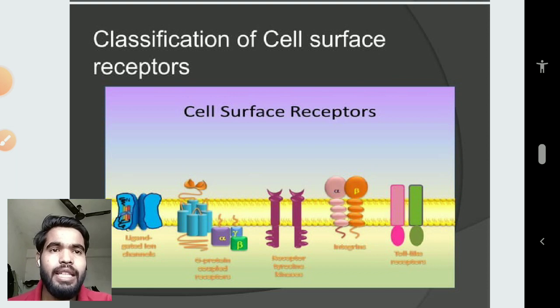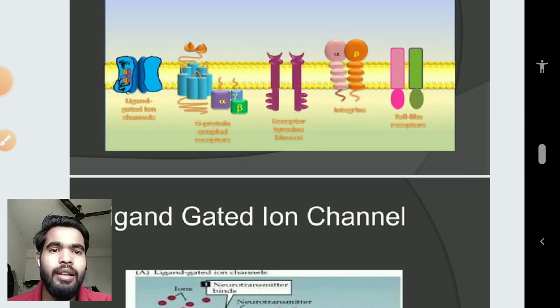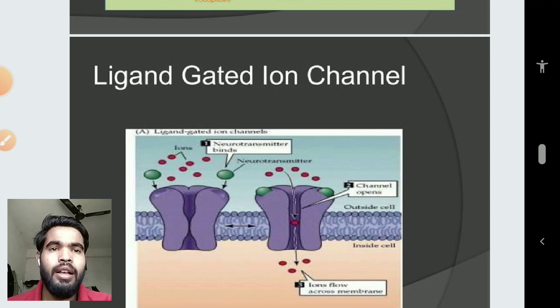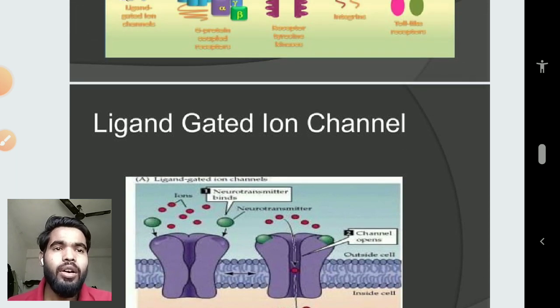Here once again is the classification of the cell surface receptor. I hope you got all these points. In the next lecture we will study the ligand-gated ion channels.